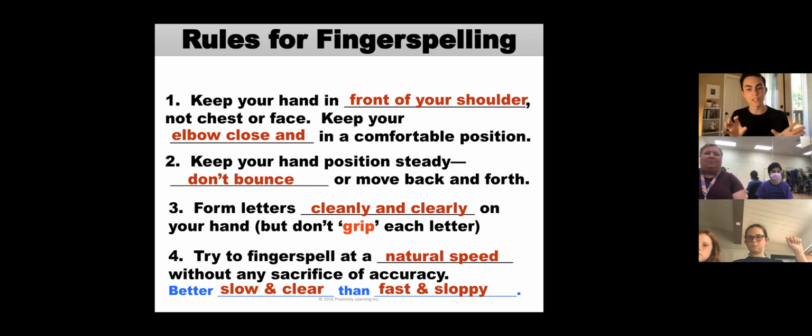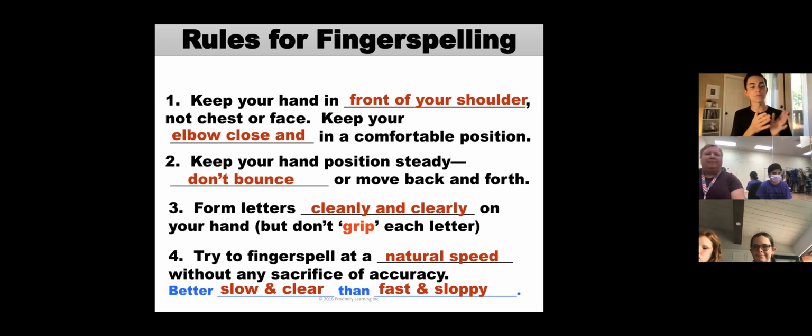This is real easy to do. When you're fingerspelling, sometimes new signers will go A, B, C, D. And it's that little bounce there. Try to just keep it nice and steady. A, B, C, D, E, F, G. Okay, form letters cleanly and clearly on your hand, and try not to grip each letter too hard, like M and N. If your knuckles are turning white, you might be doing it a little too hard. Just nice and soft and relaxed.